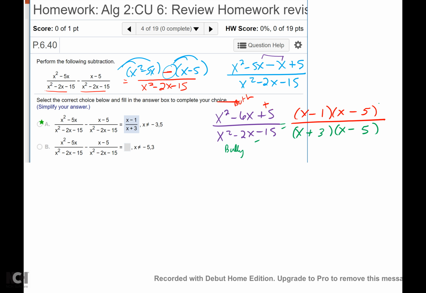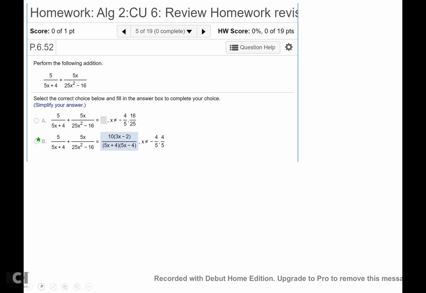And you can see that I can cancel the x minus 5s, which leaves me x plus 1 over x plus 3. My denominator, x plus 3 times x minus 5, can never equal 0. So x can never equal negative 3, and x can never equal 5. Okay? Alright, so it says perform the following operation.